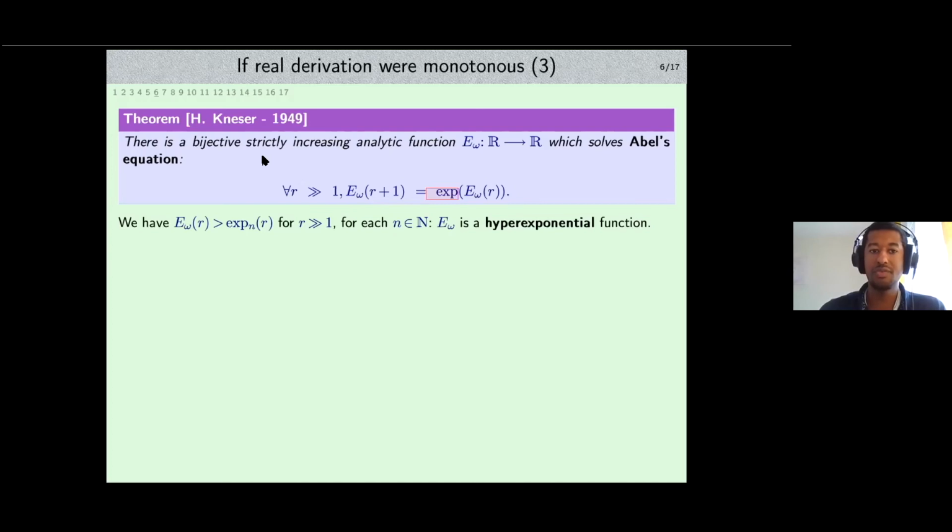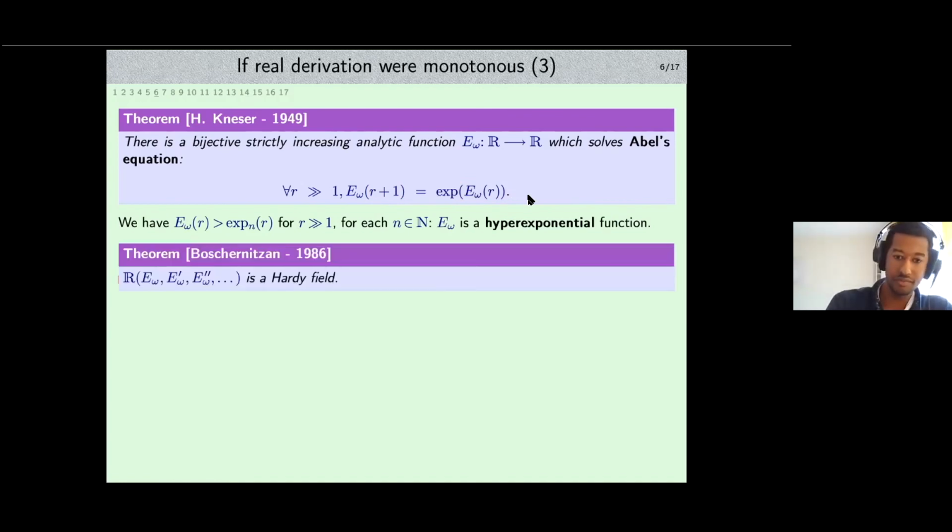And it was proved by Kneser that there is a strictly increasing analytic function which satisfies this. And by virtue of the equation, such a function must grow very quickly. Because if you grow a little bit in the argument, you grow a lot, actually. And so actually these functions, those hyperexponentials, form Hardy fields.